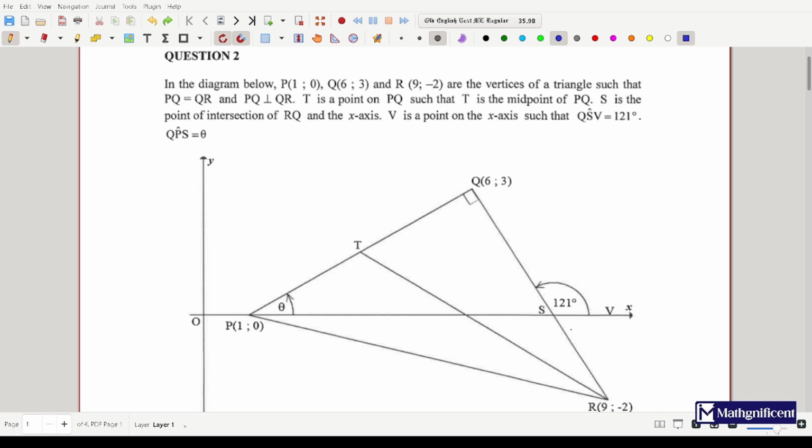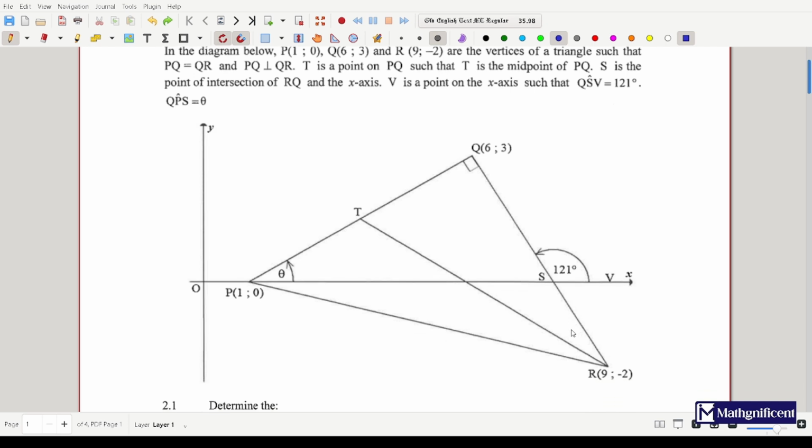Right, so this is the triangle that they are referring to. This is the point T that they are referring to. That point T is the midpoint of PQ, right? And then we also have this angle theta here, that is the angle from the x-axis to the line PQ. And then we have this angle here, which is equal to 123 degrees, which is also an angle from the x-axis to the line QR, right? So those are some of the things that we have in this diagram here.